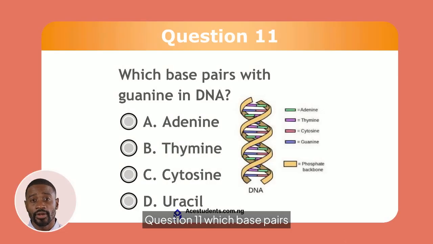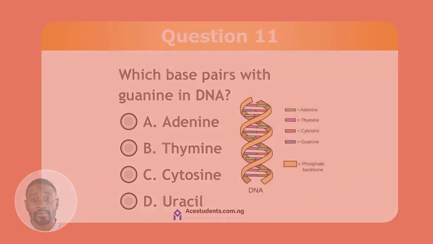Question 11. Which base pairs with guanine in DNA? Is it A. adenine, B. thymine, C. cytosine, or D. uracil? Consider the complementary base pairing in DNA.